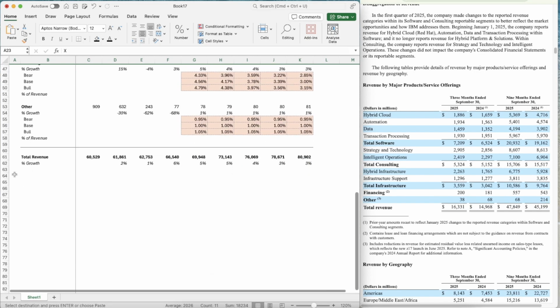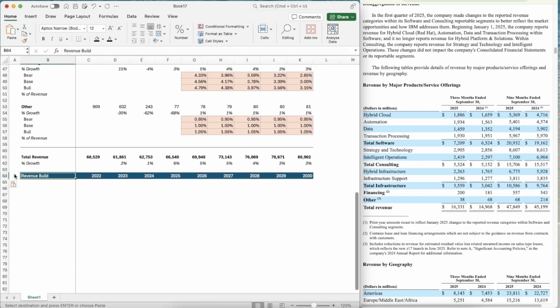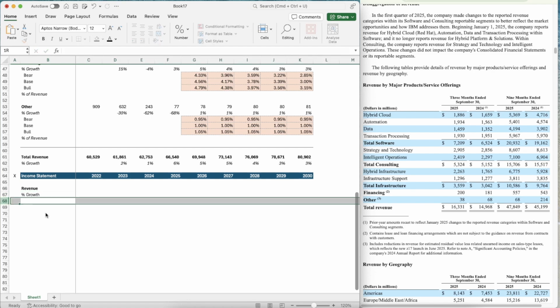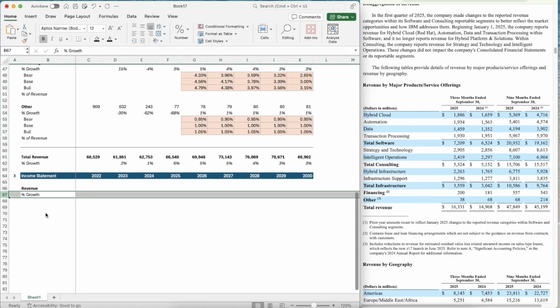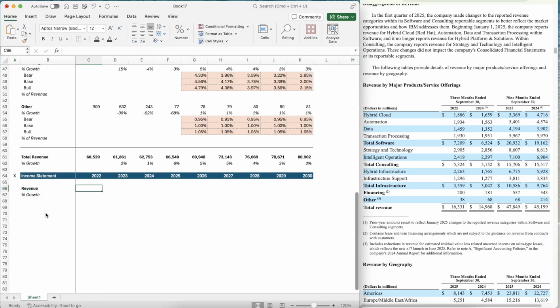Okay, we want to build out the income statement now. And the income statement is the revenue, the EBIT, and the taxes. Put your revenue equal to what we've just calculated. EBIT.